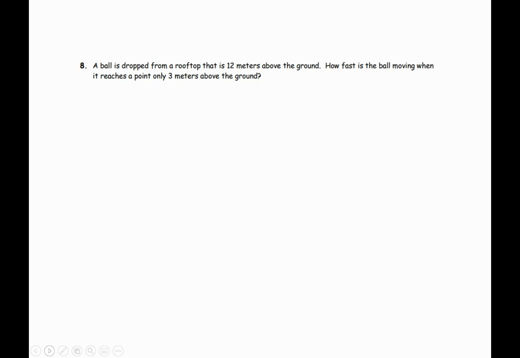Here's the next problem. We have a ball that's dropped from a rooftop that is 12 meters above the ground. So here we have our ball that's going to be dropped, and it's going to go 12 meters. How fast is the ball moving when it reaches a point only 3 meters above the ground? So at this point, height equals 12. At this point, height equals 3 meters.